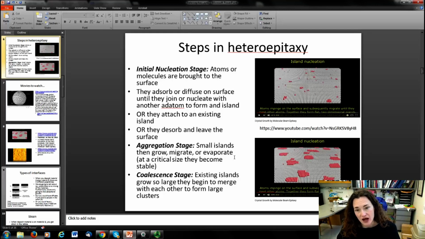Now, once the little islands begin to form, you have an aggregation stage where small islands grow, migrate, or evaporate. And then at some critical size, they kind of become stable. And then you have a coalescence stage where existing islands are growing so large that they then begin to grow outward and merge with other large clusters.